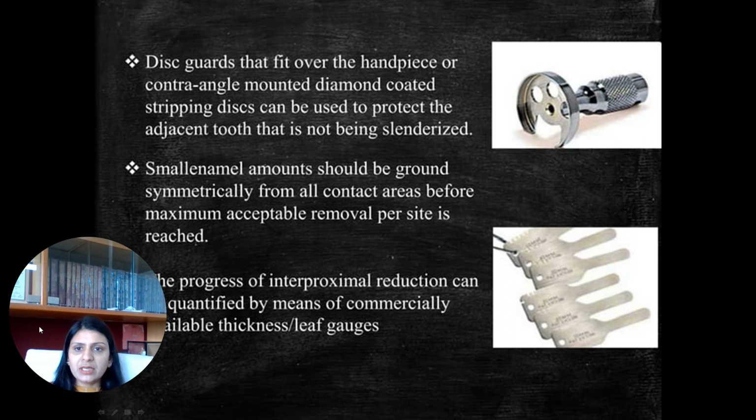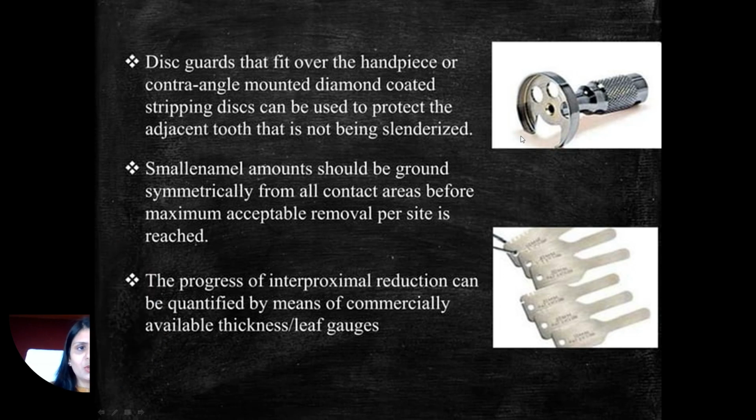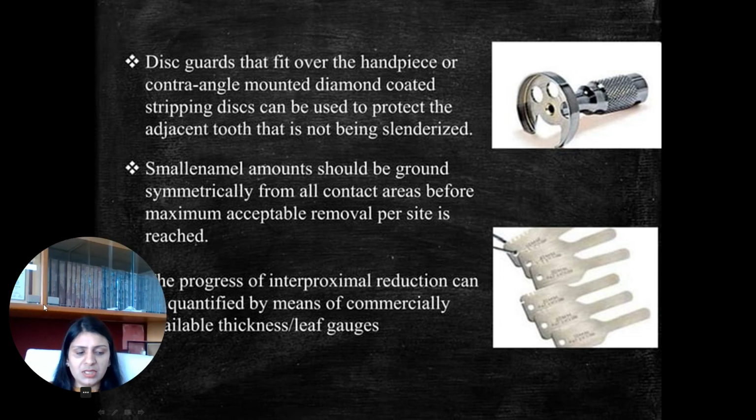In order to protect the gingival tissue or the adjacent teeth, we have the disc guards, as you can see in this picture. The disc guards that fit over the handpiece or contra-angle mounted diamond coated stripping disc help in protecting the adjacent tissues. And then these are the incremental thickness gauges, which can be used to assess the amount of enamel removed. So the progress of proximal reduction can be quantified by means of these gauges.